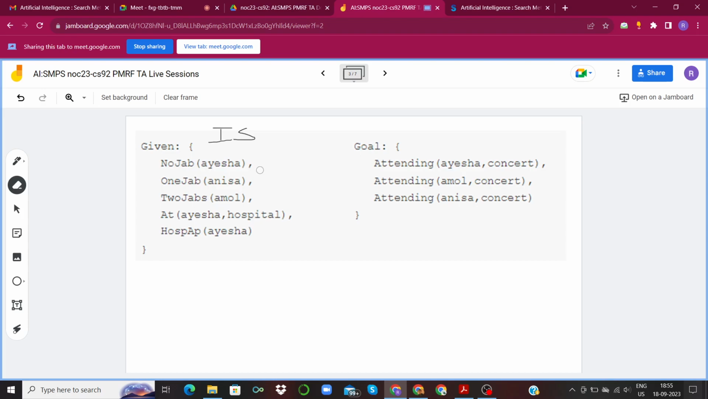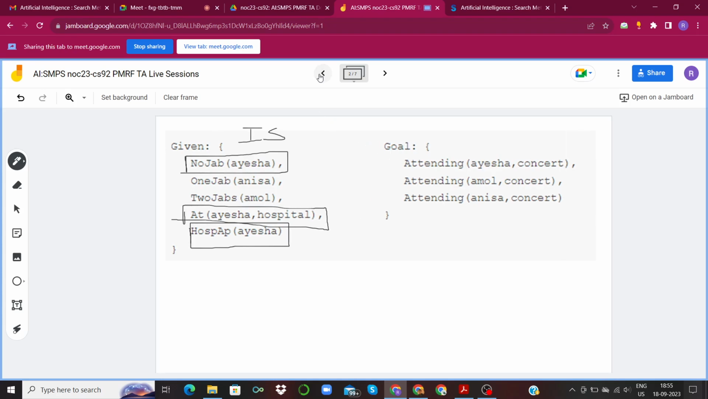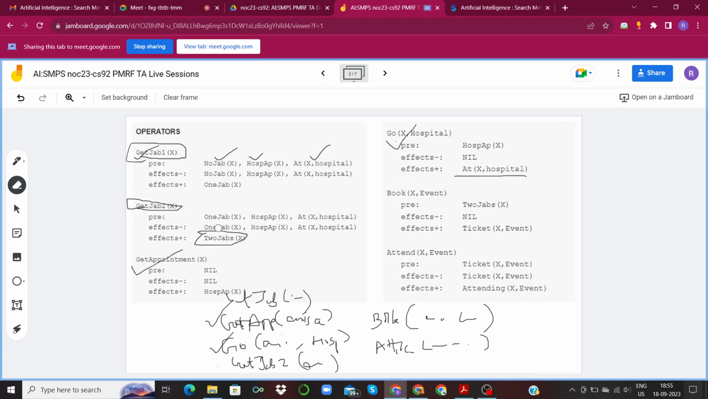So we are given these three conditions that we have been talking about for a long time: no jab Aisha, at Aisha hospital, and hospital appointment Aisha. Okay, so these are the three facts that are given to us, and let's see with these three facts what are the operators that we could apply.